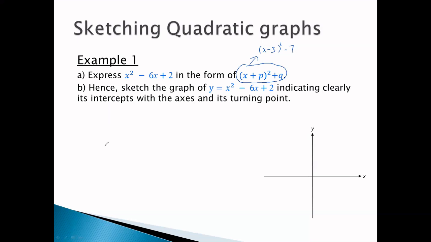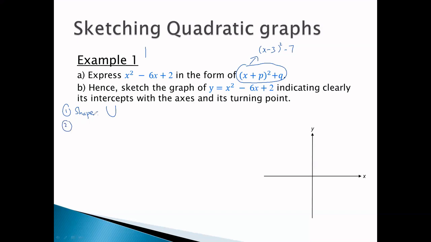So, there are three things I need, right? First, shape. Okay? The coefficient of x squared is 1. So it's positive. So it's a smiley curve or minimum curve.